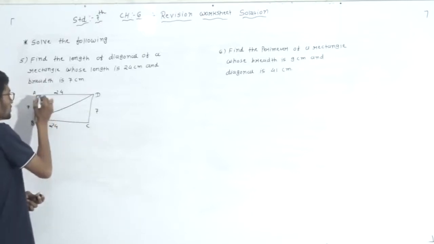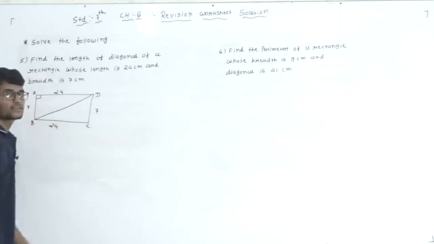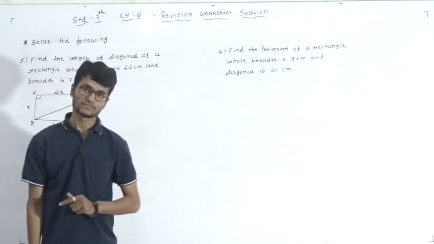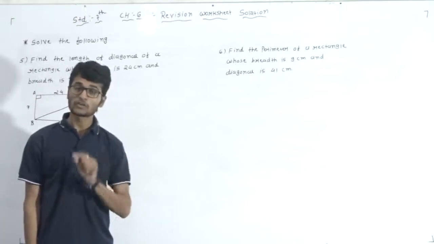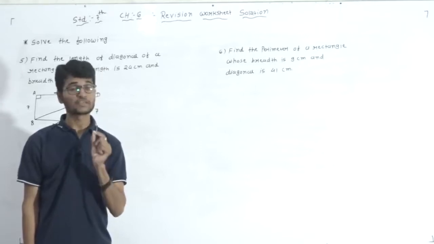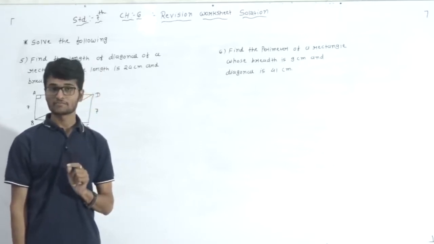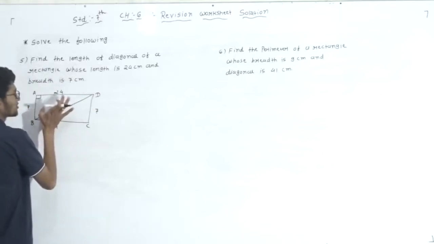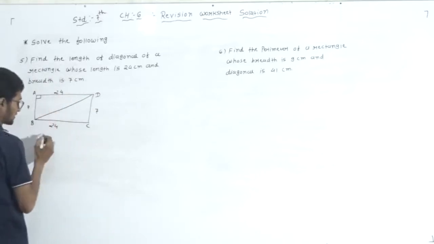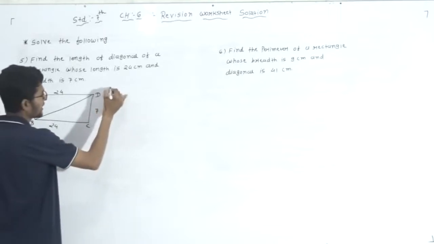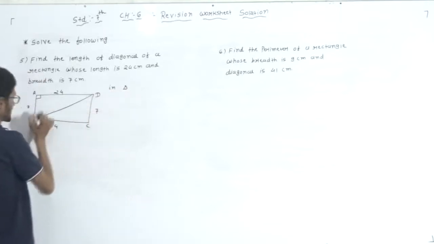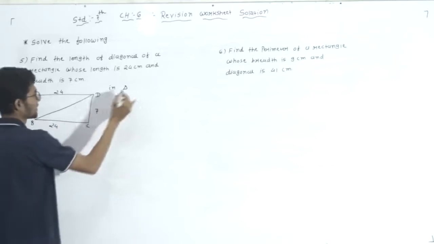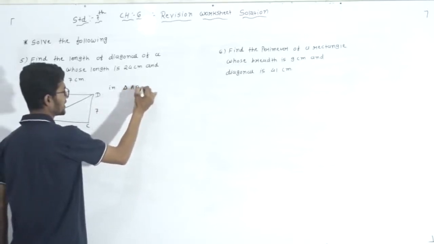All the angles of a rectangle are 90 degrees. In a rectangle, all the angles are right angles. This means 90 degree angles. Okay? So we have to discuss first this triangle. In this triangle, only one triangle ABD. This one is also a right angle. We have to draw A, B and D.